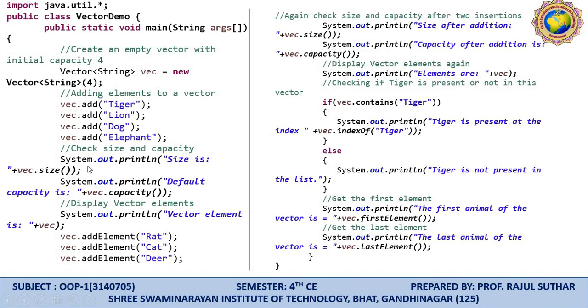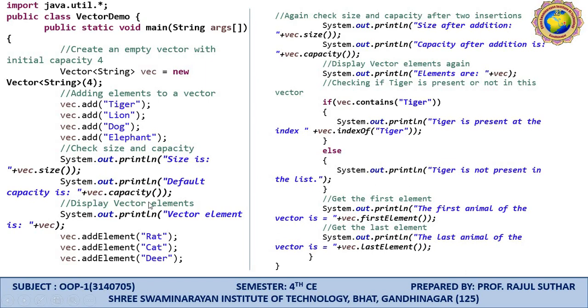Check the size and capacity. System.out.println("Size is " + vec.size()), and this will be displayed with the size. System.out.println("Default capacity is " + vec.capacity()).